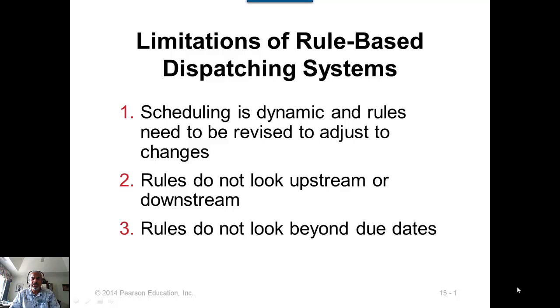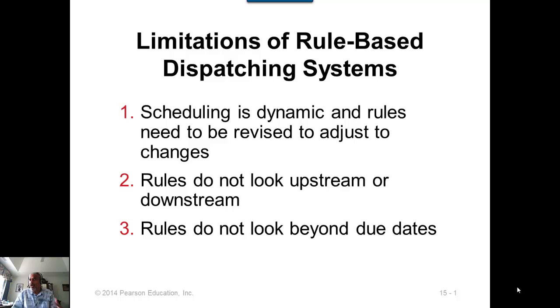So far we discussed several rule-based scheduling rules like the shortest processing time (SPT) rule, the earliest due date (EDD) rule, the CR rule, and Johnson's rule. And these are very good for scheduling in job shop oriented production situations. But they have some limitations too.